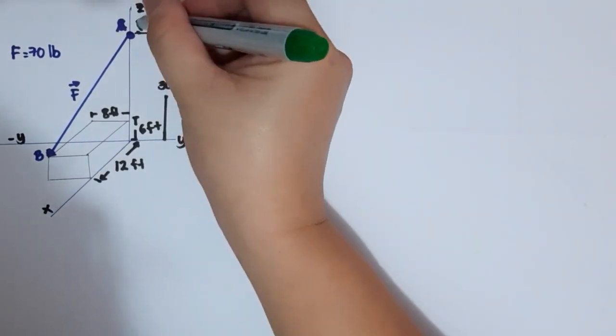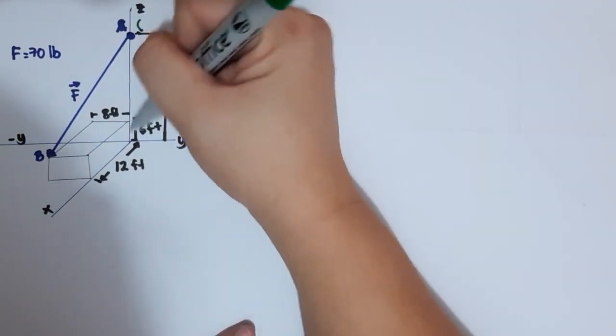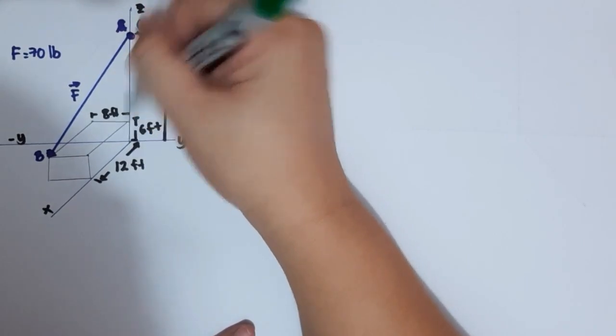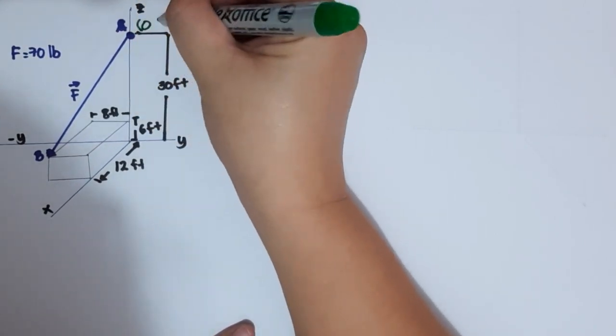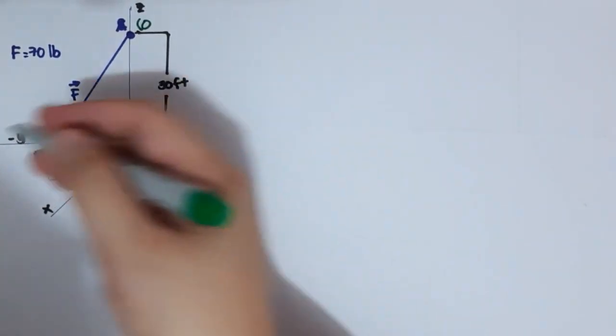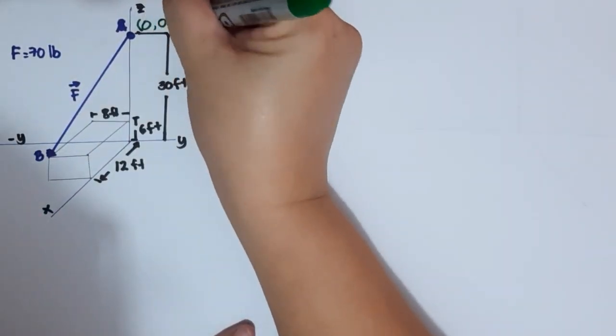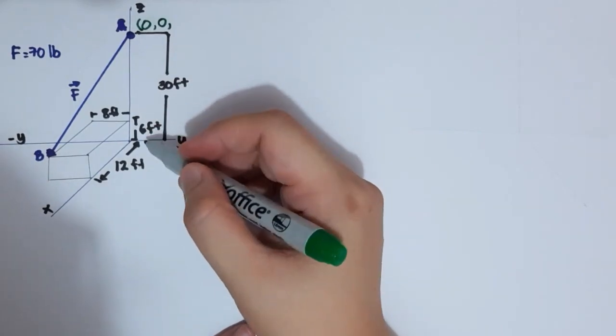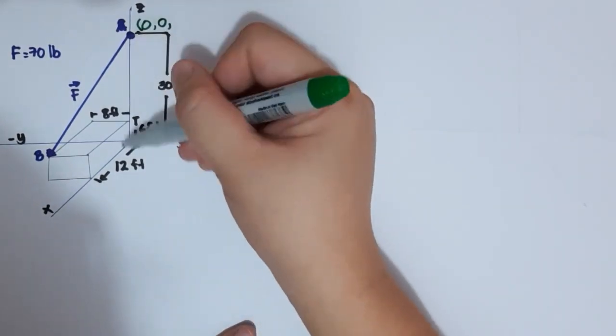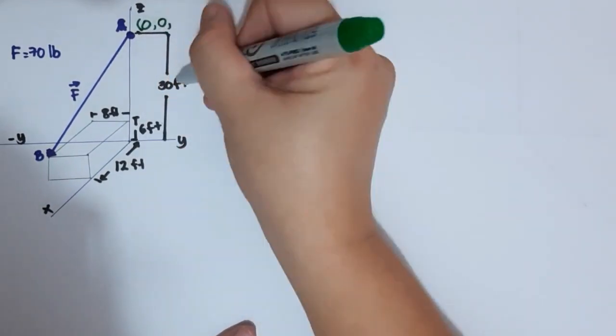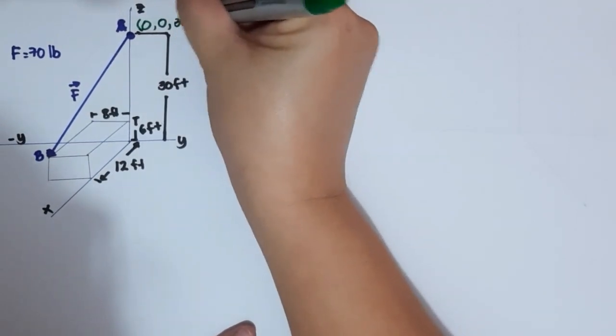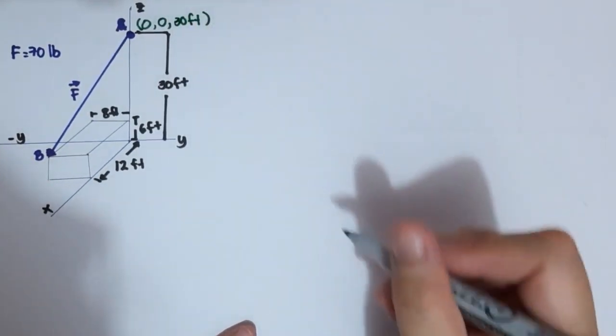So this is point A. Along x, it's on the origin, so that will be 0. Along y, it's still not moving along positive or negative y, so that is also 0. And for z, it's going up, so that is above the origin. So that is 30 feet. Okay, so that is my point A.